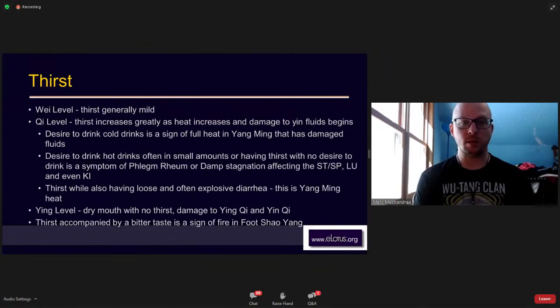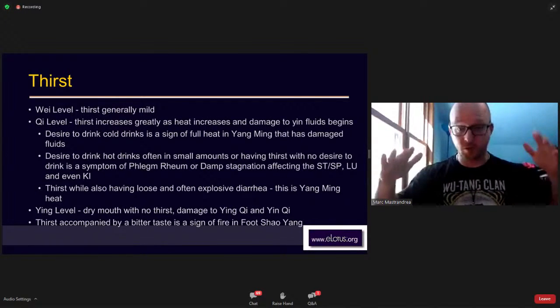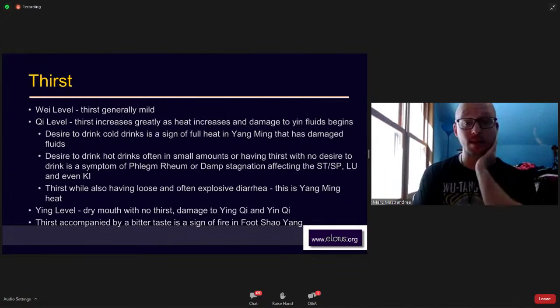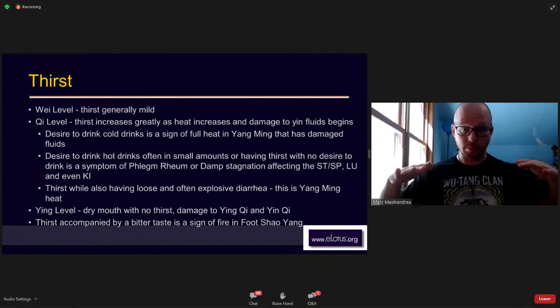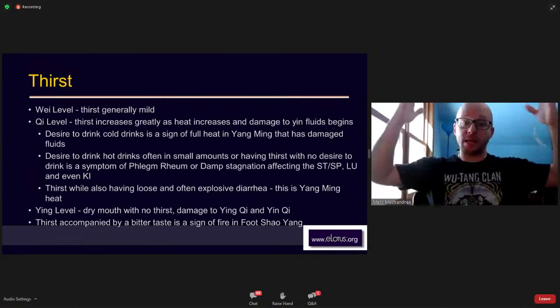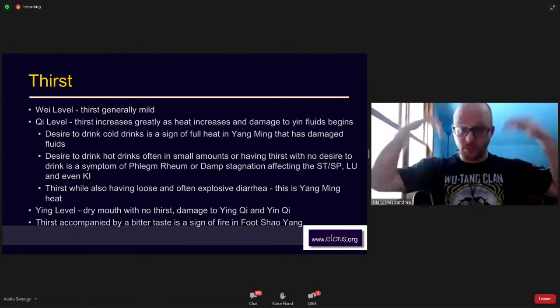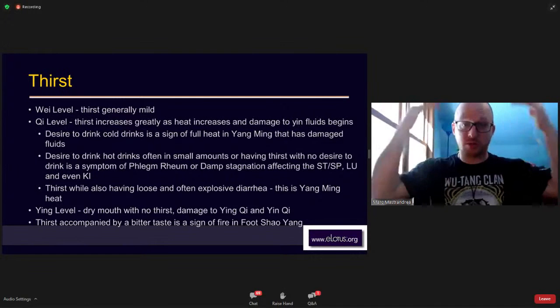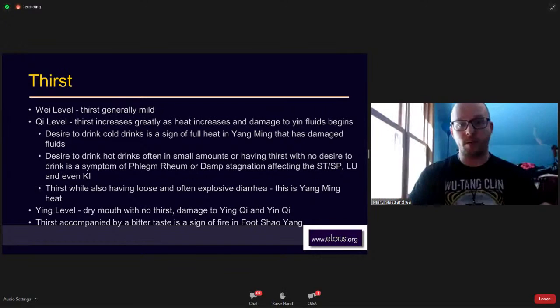If you're in the qi level, thirst will increase greatly because heat increases, damaging fluids. Remember, in yang ming symptoms, when you have fullness in yang ming, you'll have incredible heat and incredible thirst. Why? Because you have incredible sweating, right? So you're burning through these yin fluids, and the body needs to replace them, right?